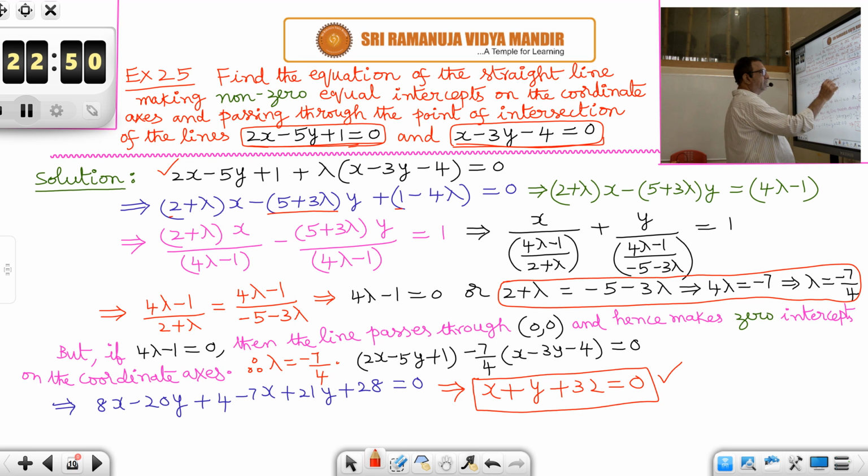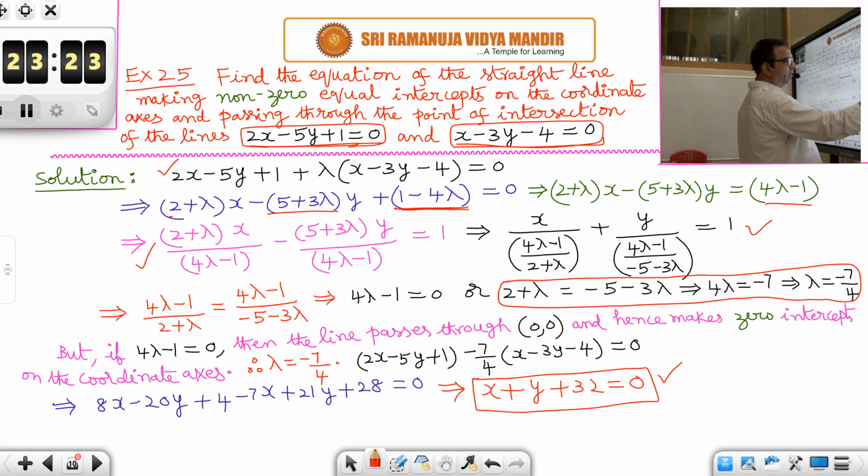To put the line in the intercept form, first we have to take the constant term to the right side. So, 1 minus 4 lambda taken to the right side, 4 lambda minus 1. Divide by 4 lambda minus 1 both sides. Okay, I will get this equation. Then to put it in the form x by a plus y by b is equal to 1, the numerator quantities 2 plus lambda and minus of 5 plus 3 lambda must be brought down. So, I have put it in that form. X by a plus y by b is equal to 1.